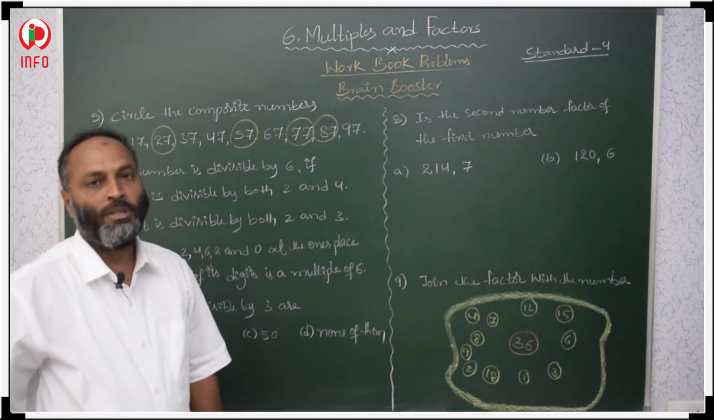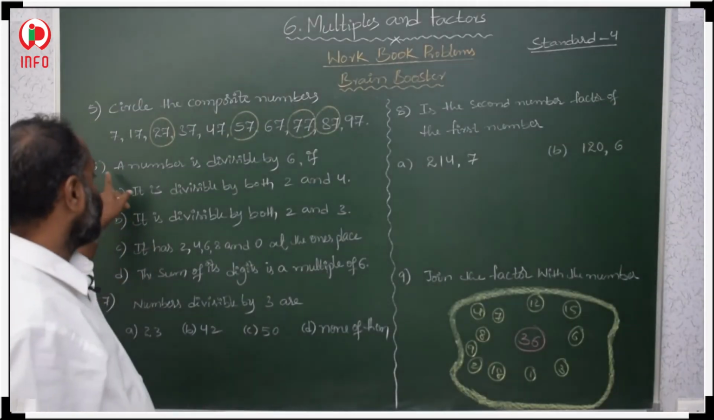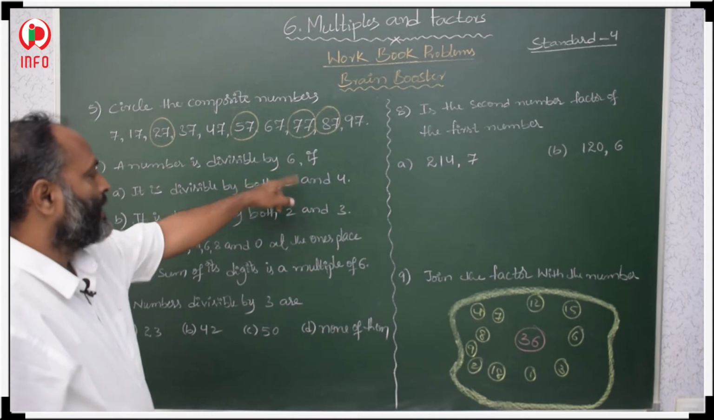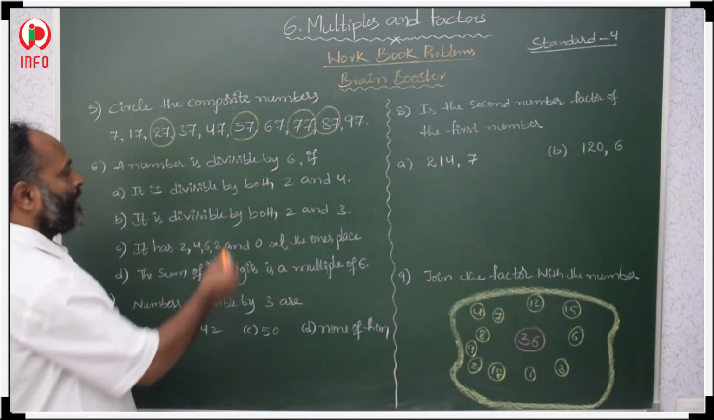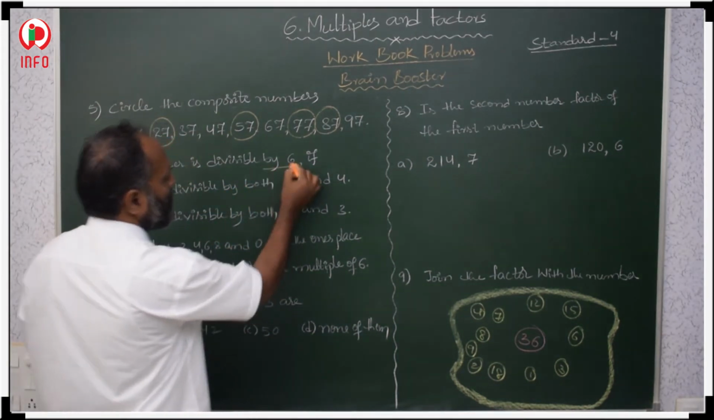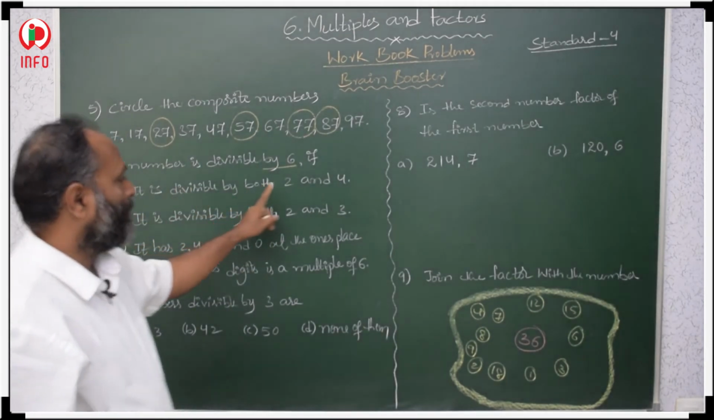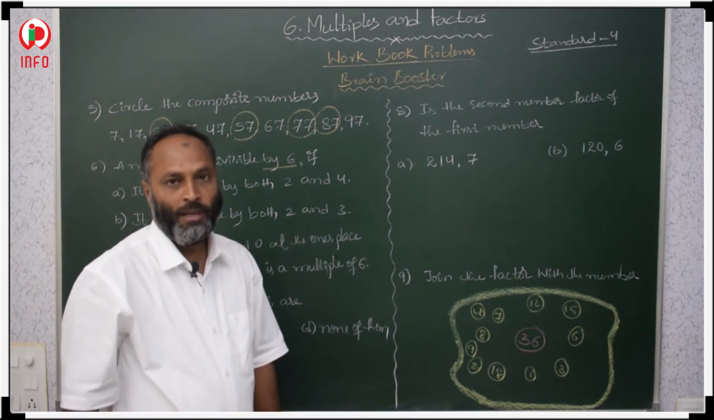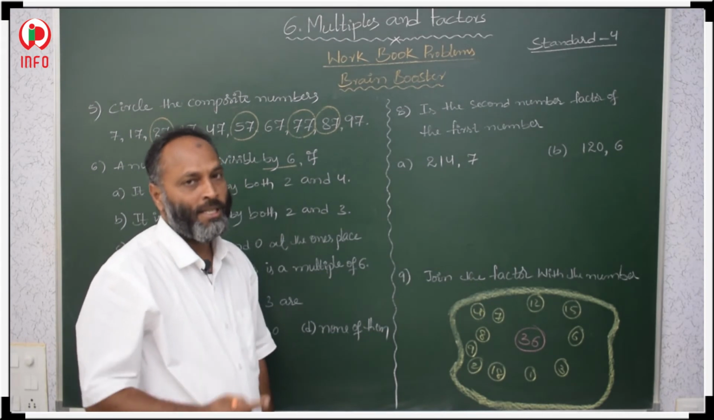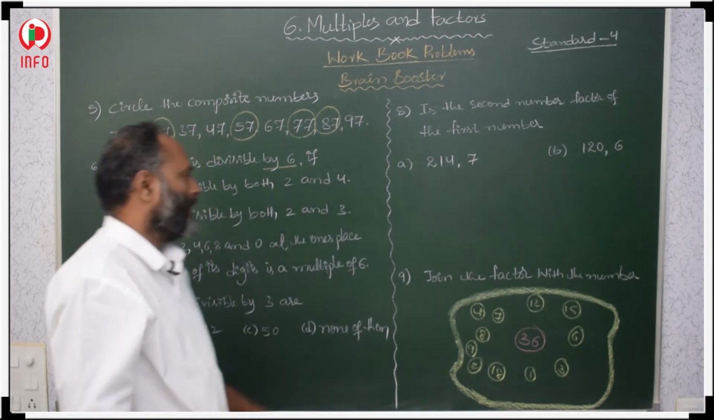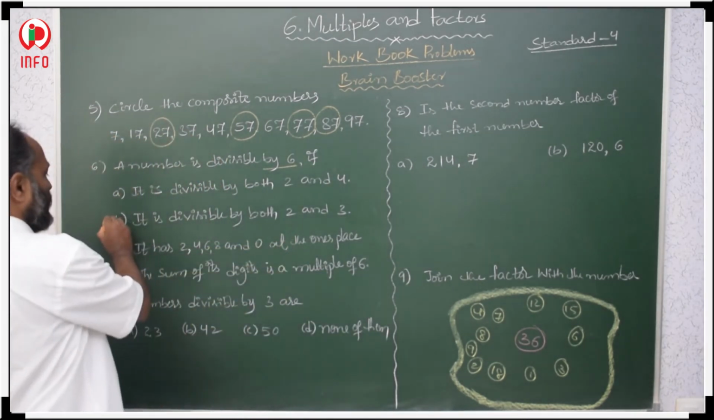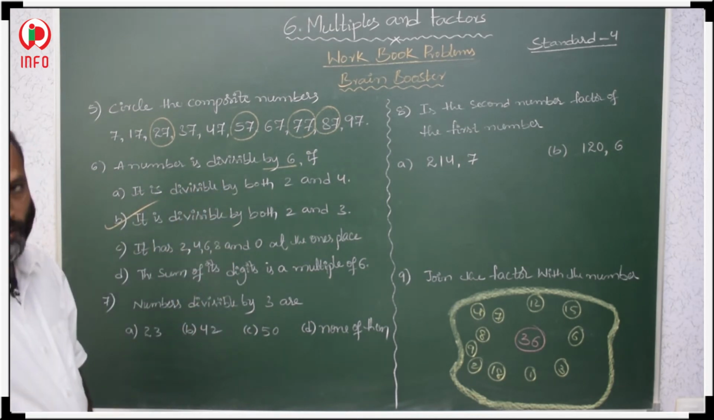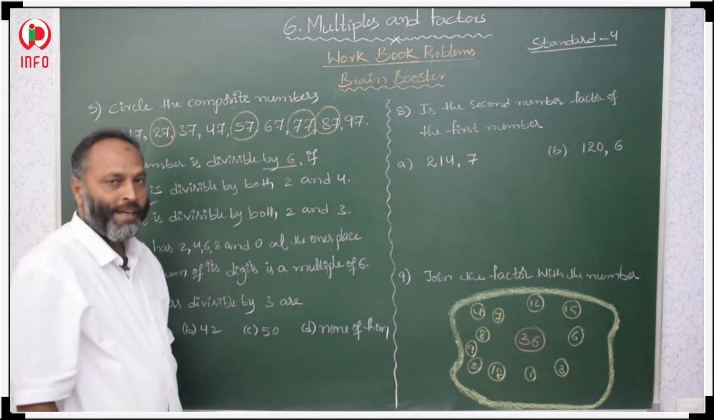The sixth question: a number is divisible by 6. When it is divisible by 6, what condition is given? Is it divisible by both 2 and 4? No. If the number is divisible by 6, it means it is divisible by 2 and 3. The second answer is the right answer.